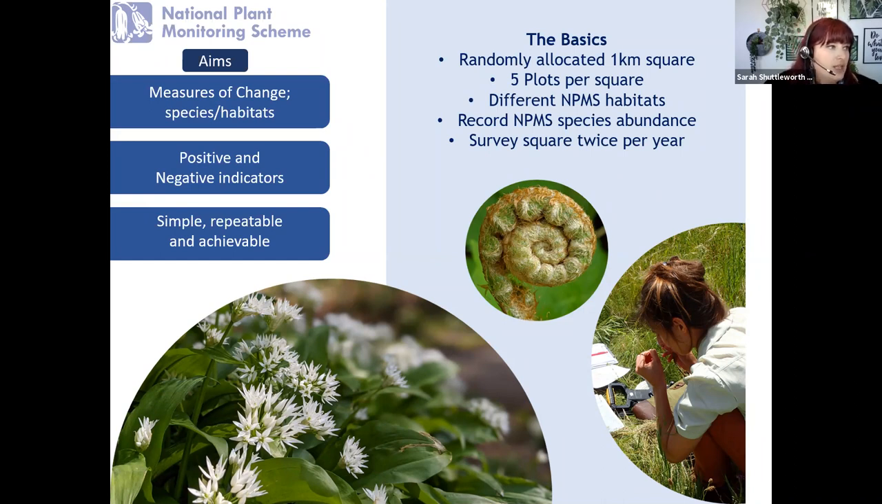So as I've said, the survey design needs to be straightforward, repeatable and achievable via volunteers. So to look into the sort of basics, once a surveyor has been randomly allocated their 1 kilometre square, as in it's random in the sense that where it's put in the country, obviously you choose which square you want to take on. They then need to establish 5 plots, ideally 3 square and 2 linear. Plots should represent different NPMS habitats. I'll go into more detail about that in a minute. Surveyors record the abundance of indicator species and any other background information, and then this survey is carried out twice a year, once in late spring or early summer and then in late summer. So that's kind of an overview of it.